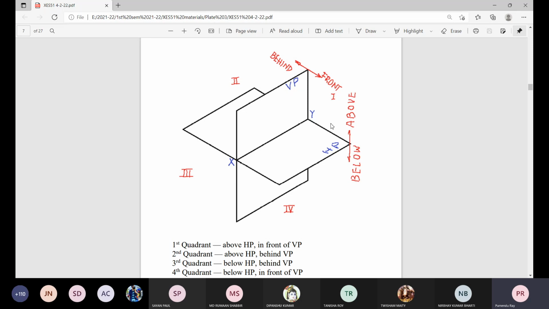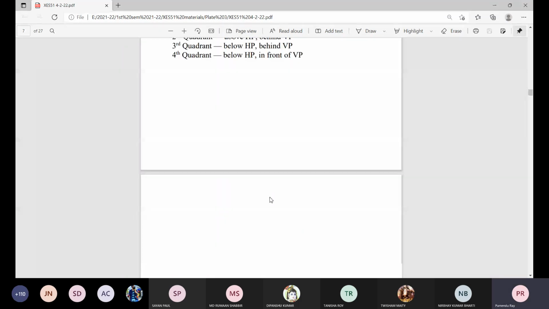Quadrant 1: in front of vertical plane, above horizontal plane. Quadrant 2: behind vertical plane and above horizontal plane. Quadrant 3: below horizontal plane and behind vertical plane, and quadrant 4: below horizontal plane and in front of vertical plane.